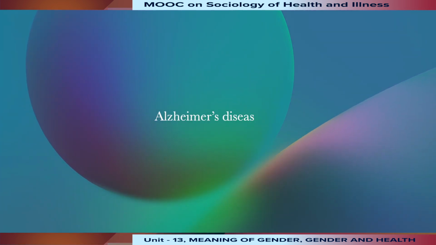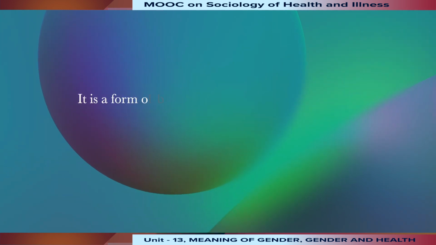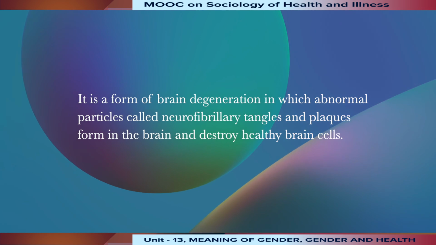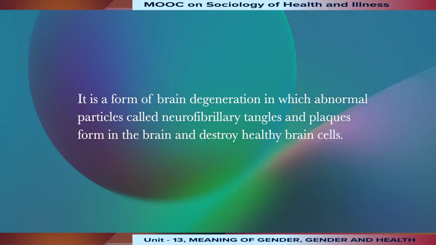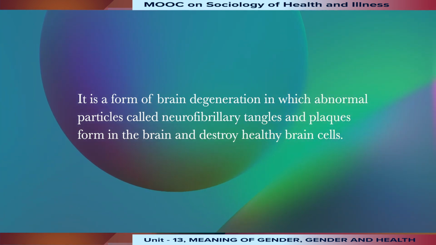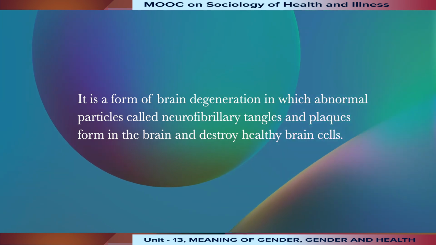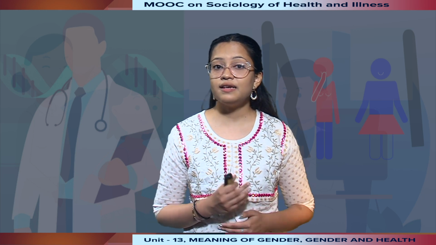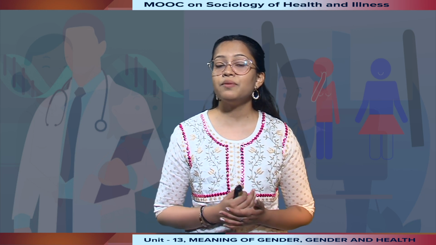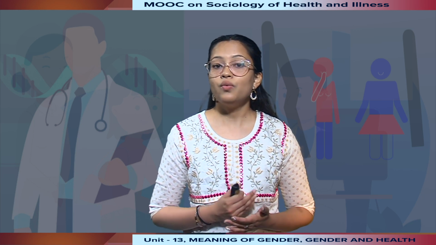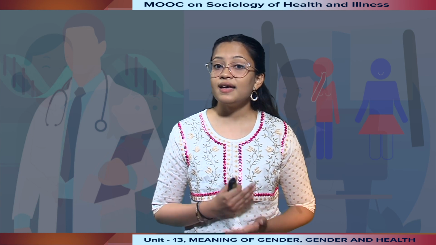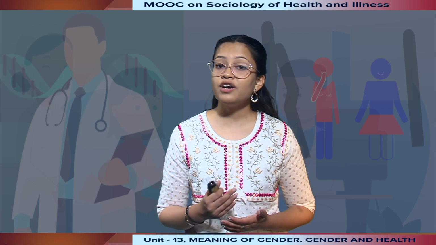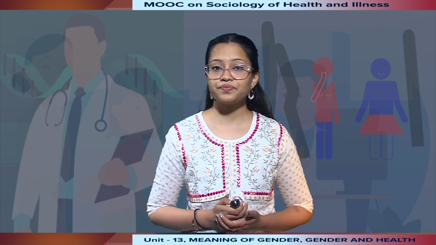The last one is Alzheimer's disease. It is a form of brain degeneration in which abnormal particles called neurofibrillary tangles and plaques form in the brain and destroy healthy brain cells. It is a progressive disease that destroys memory and other important mental functions. Women are nearly twice as likely as men to develop Alzheimer's and live longer after the diagnosis.